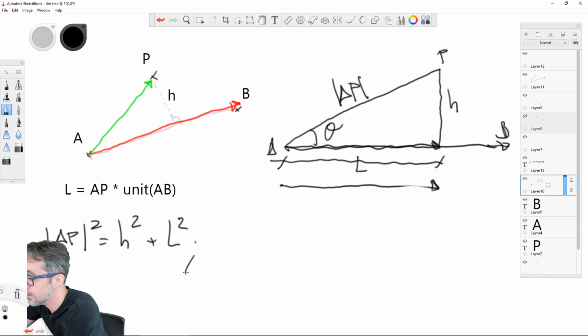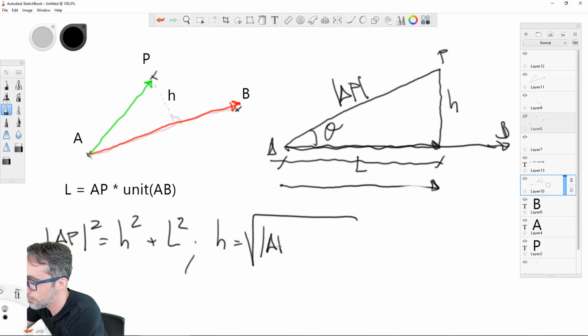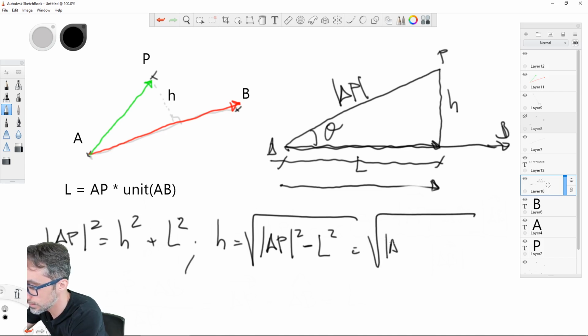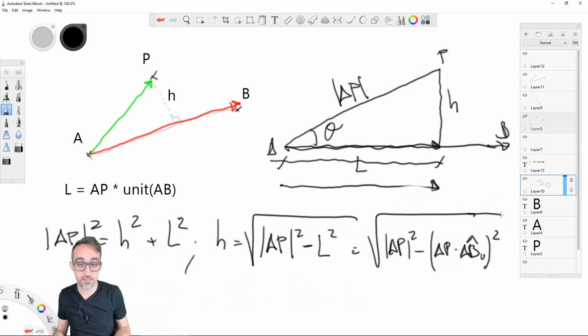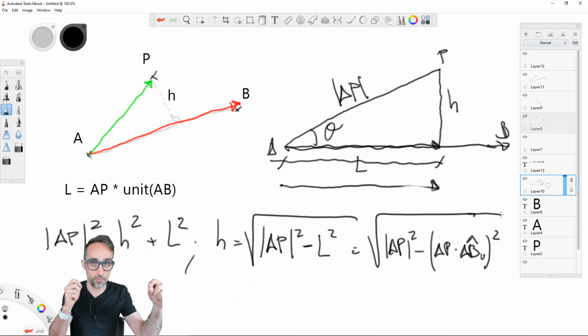So H is going to be equal to the square root of the length of AP squared minus L squared, which happens to be, as we just said, the square root of the length of the vector AP squared minus the dot product of the vector AP times the vector AB unitized, okay? And this is squared. So this very simple calculation is going to give us the length of H, which is that distance that we wanted to find between P and the straight line formed between the points A and B.